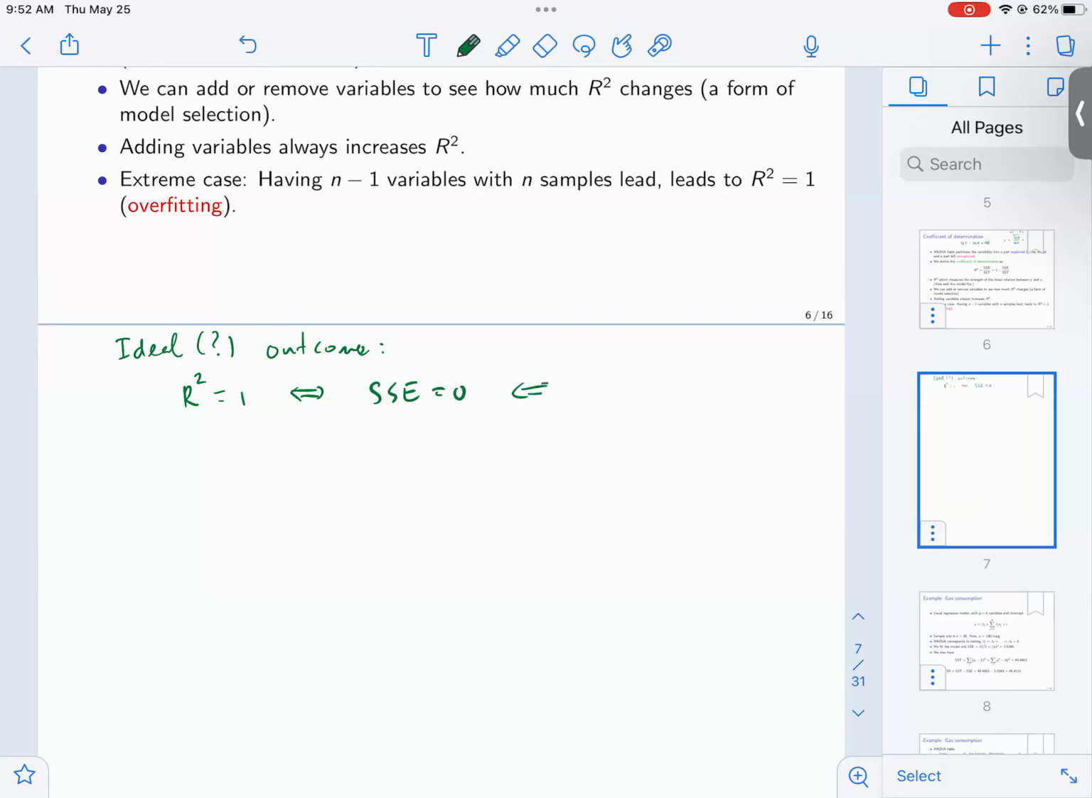This implies or is equivalent to summation e_i squared, i from 1 to n, for the full model, being 0. And if this is 0, a little bit of math argument shows that all the residuals have to be 0. So e_i is 0 for all i. Because all the terms are non-negative, if the sum of a bunch of non-negative terms is 0, every term has to be 0. And a square is 0 if and only if the thing itself is 0. So all the residuals are 0.